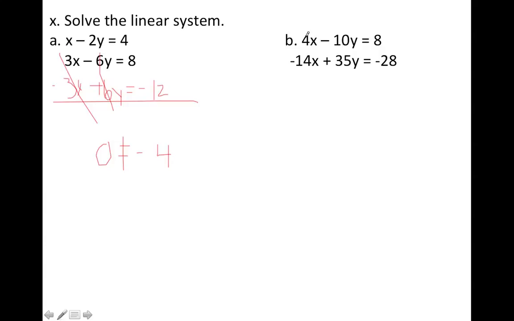Next, again, notice how we have no number that multiplies 4 times what gives us 14, or 10 times what gives us 35. So multiply both equations by the opposite number. So I'd multiply the top one by 14 and the bottom one by 4. And when we do that, we get 56x minus 140y equals 112, and negative 56x plus 140y equals negative 112. Notice how all those numbers are opposite signs, so they'll all eliminate. So we get 0 equals 0, which means we have a solution of all real numbers. Or you can write that as two lines and make it an R.